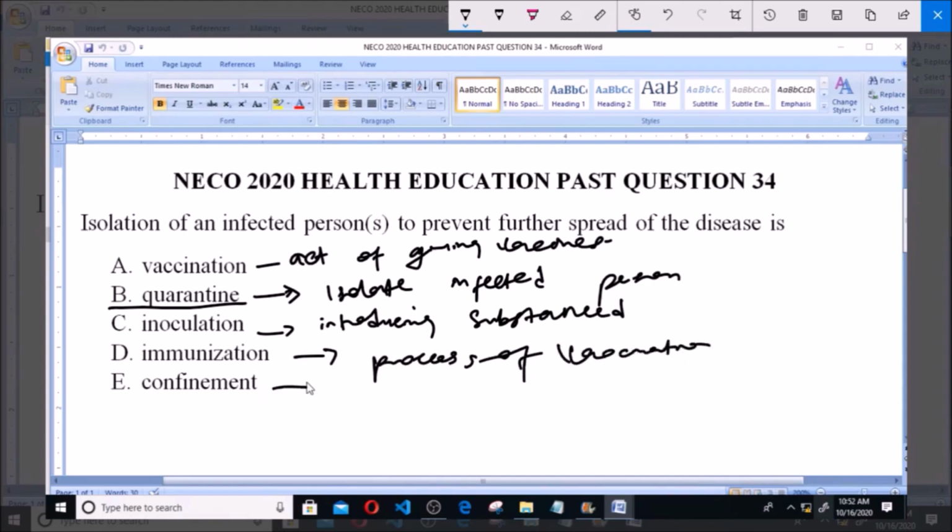Then confinement simply means to enclose. But confinement actually doesn't deal with a health-related case. But to quarantine means to isolate an infected person in order to prevent further spread of the disease. So therefore, option B is the correct answer to this question. Quarantine.